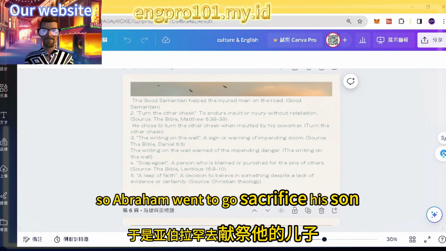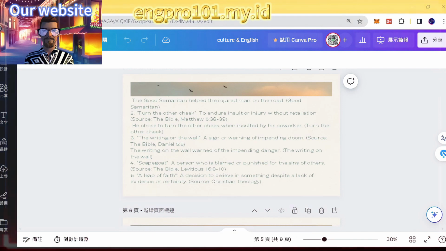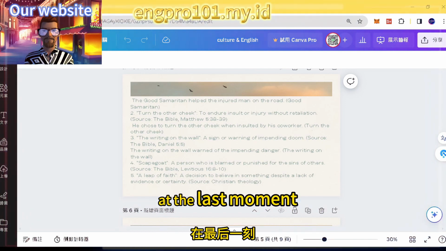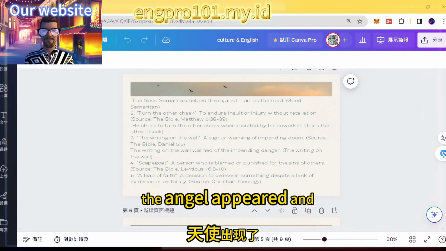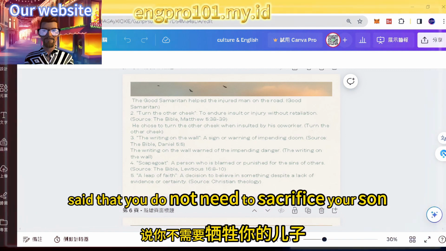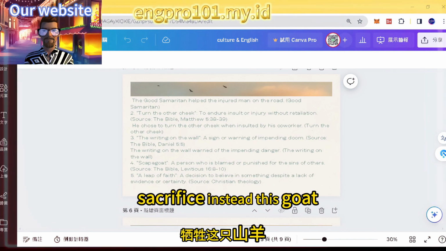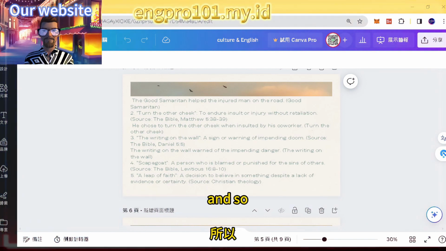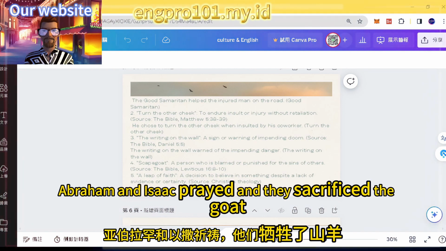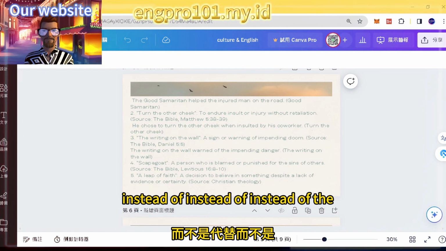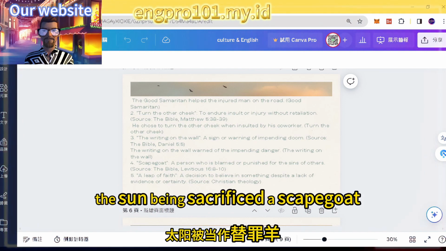So Abraham went to sacrifice his son, and at the last moment, the angel appeared and said that you do not need to sacrifice your son. It was only a test of faith. Here, sacrifice instead this goat that's been provided by the Lord. And so Abraham and Isaac prayed, and they sacrificed the goat instead of the son being sacrificed, a scapegoat.